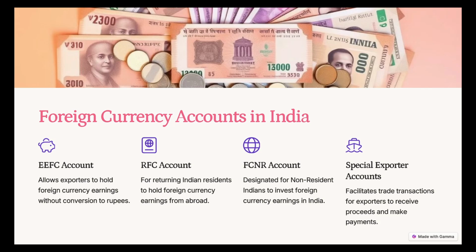The benefits of foreign currency accounts: they offer several advantages for both individuals and businesses engaged in international transactions. The first is currency risk mitigation. By holding funds in a foreign currency account, holders can avoid frequent conversions and protect themselves against exchange rate volatility. Then comes cost efficiency. For businesses involved in import-export operations, foreign currency accounts eliminate the need for multiple conversions, reducing transaction fees and minimizing losses due to fluctuating exchange rates.